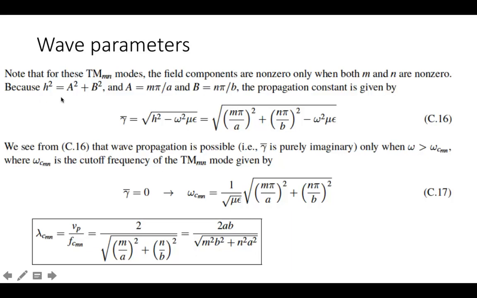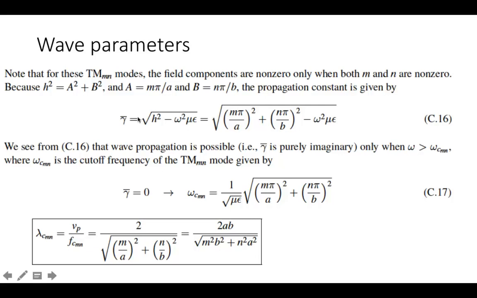And because gamma in the guide is related to A and B, and also to h and omega squared mu epsilon, we can write gamma in this form. And why would we want to do that? We made a substitution for h. The reason we want to do that is we want to find out in the guide where propagation is possible.